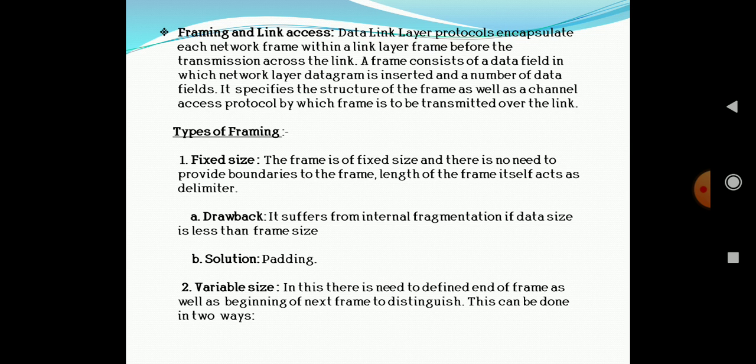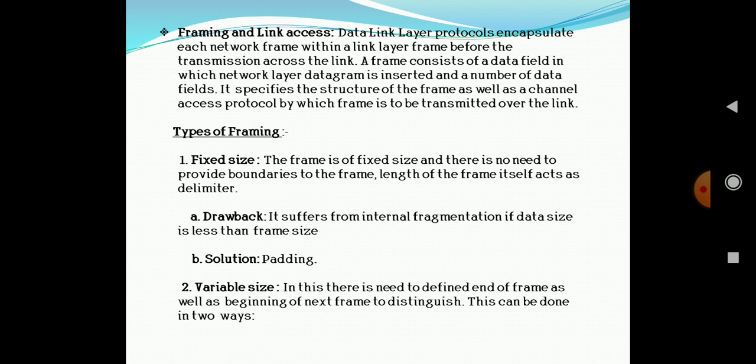Then types of framing. The first one is fixed size. The frame is of fixed size and there is no need to provide boundaries to the frame. Length of the frame itself acts as delimiter. The drawback of fixed size is it suffers from internal fragmentation if data size is less than frame size. The solution is padding.